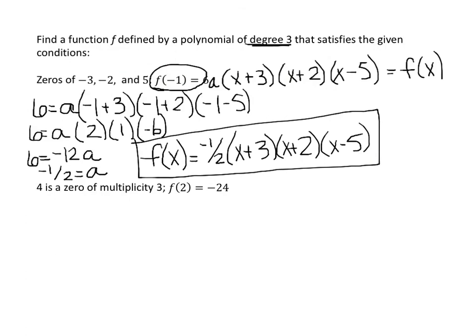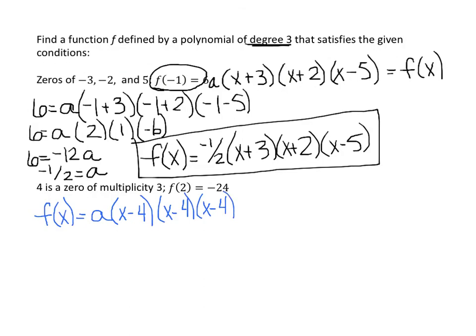The next one, it says 4 is a zero of multiplicity 3, and f of 2 equals -24. Now this looks like, I don't really even know what that means. All it means really is that 4 is a triple root. You guys remember doing that from Algebra 2, double roots and triple roots. So if I've got my f of x, and a sits out here because it could be anything, x minus 4 is a factor 3 times.